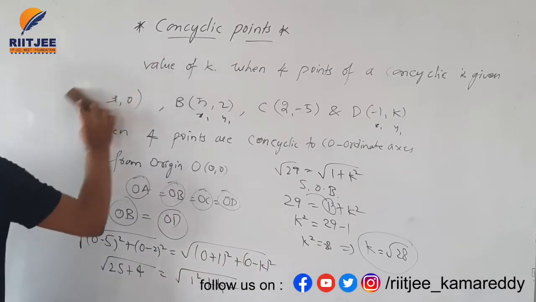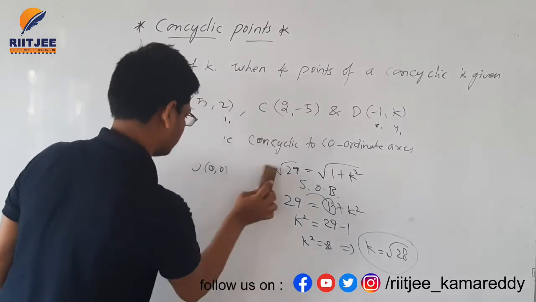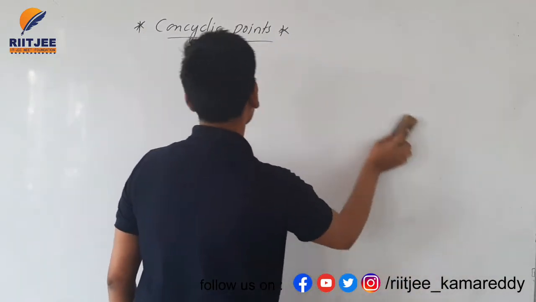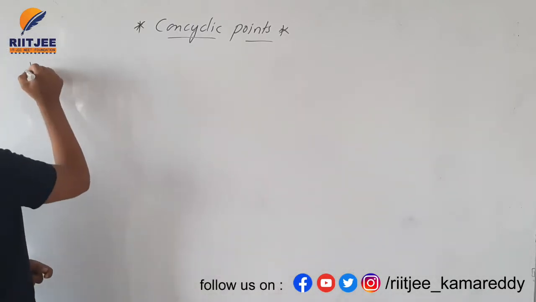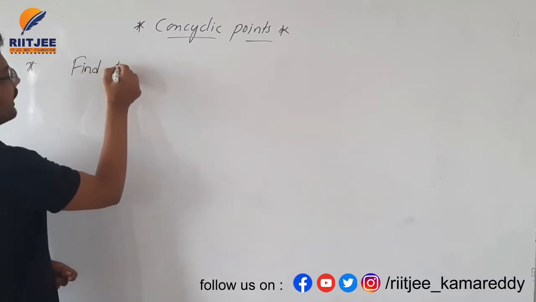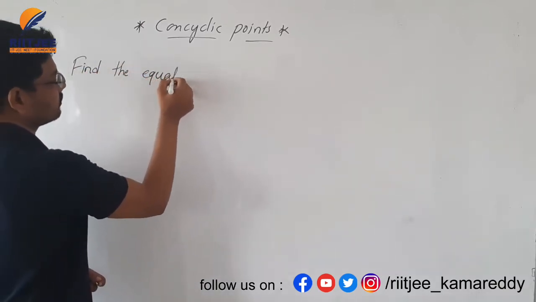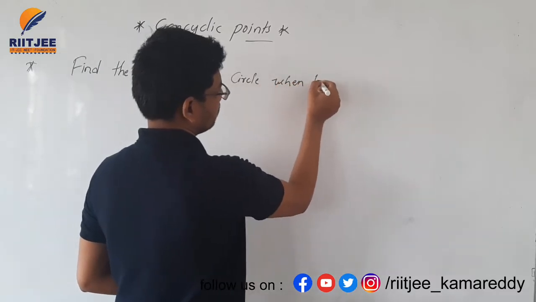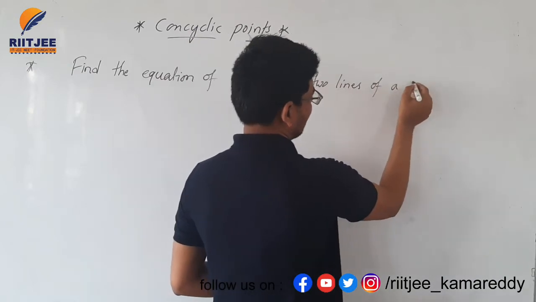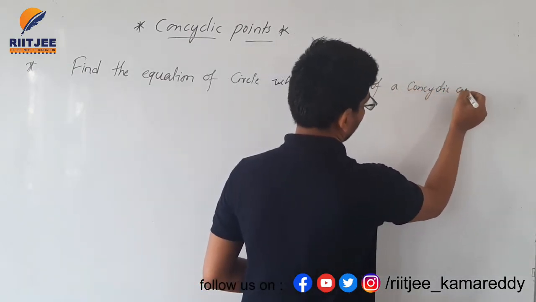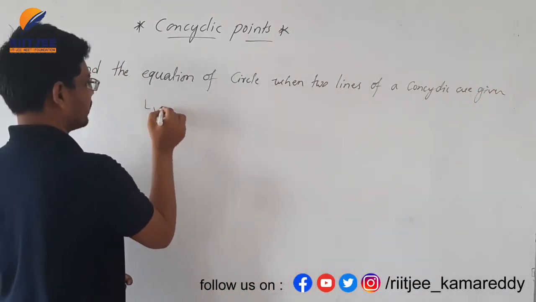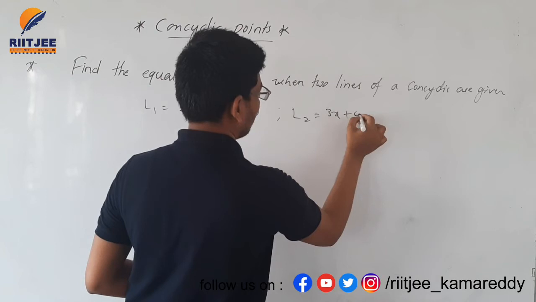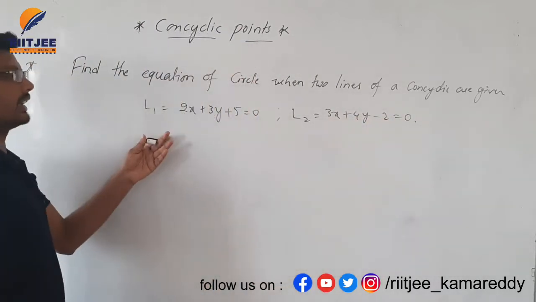And the next model is, find the equation of circle when two lines of a concyclic are given, that is L1 equals 2x plus 3y plus 5 equals 0 and L2 equals 3x plus 4y minus 2 equals 0. This is the L1, this is the L2.